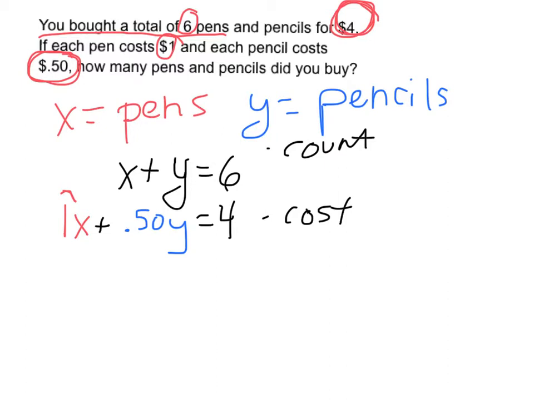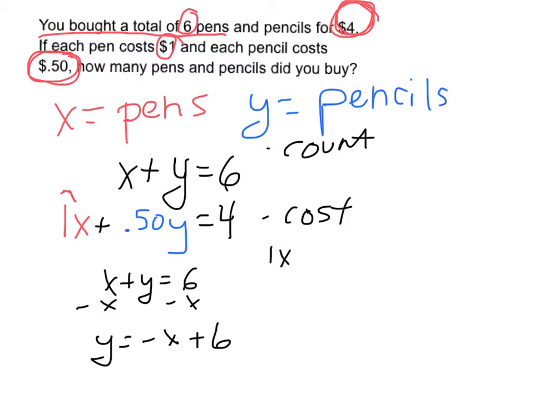Let me break these down into slope-intercept form because we're going to graph these and see if they intersect. The top one's easy. Here we go: x plus y equals 6. I subtract x from both sides and get y equals negative x plus 6. Now let's talk about the other one: 1x plus 0.50y equals 4. I'm going to subtract x from both sides, so I get 0.50y equals negative x plus 4.